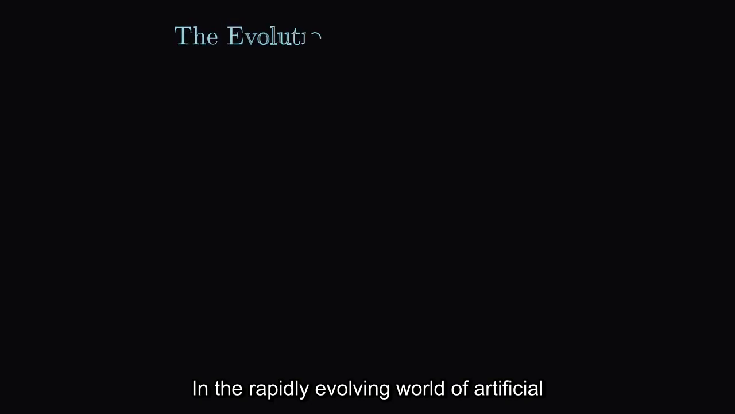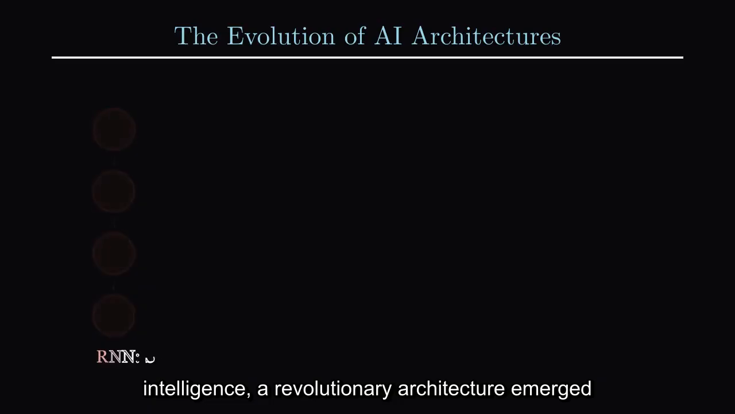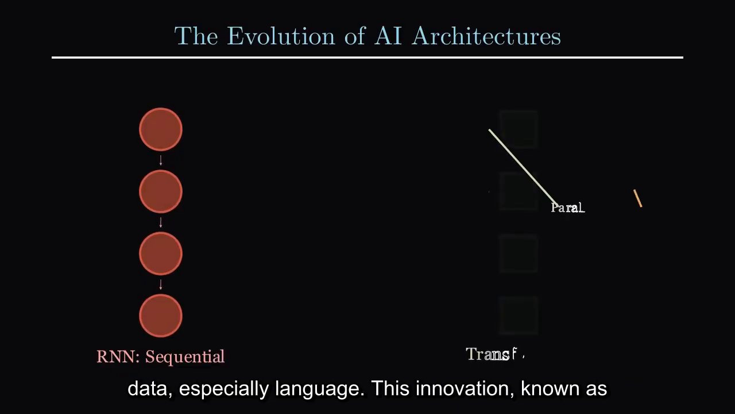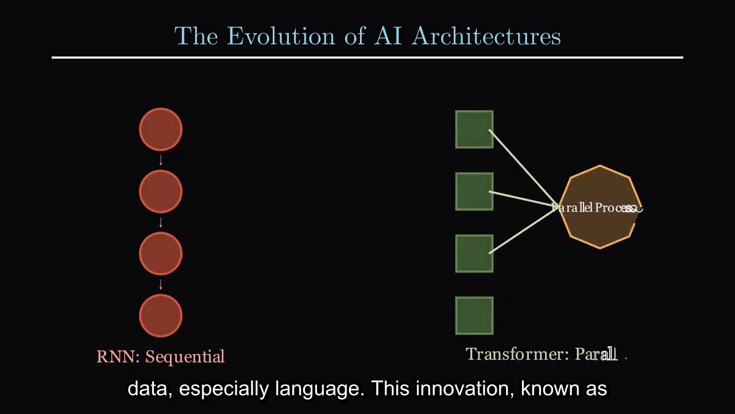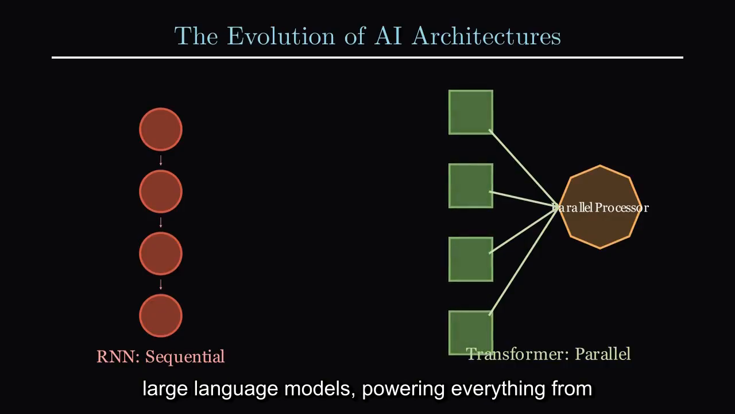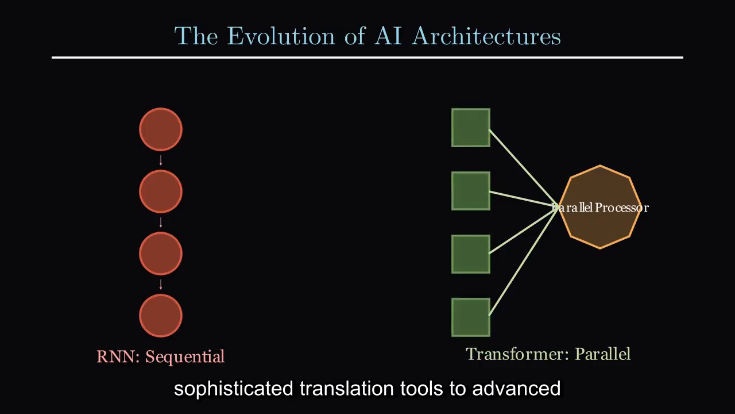In the rapidly evolving world of artificial intelligence, a revolutionary architecture emerged that fundamentally changed how we process sequential data, especially language. This innovation, known as the transformer, has become the backbone of modern large language models, powering everything from sophisticated translation tools to advanced chatbots.